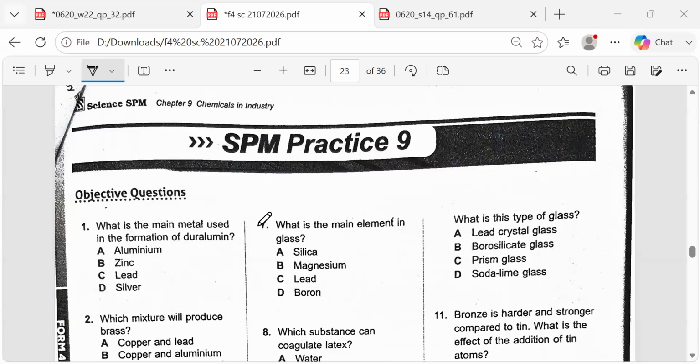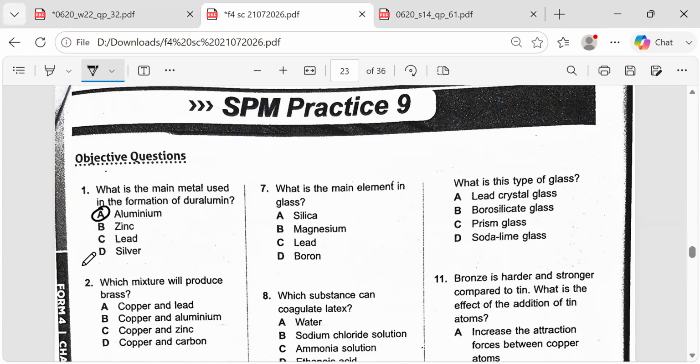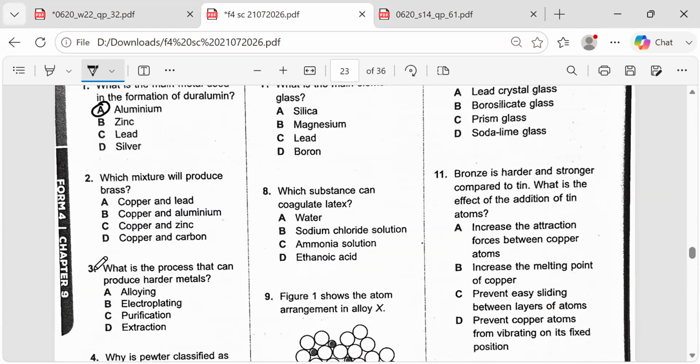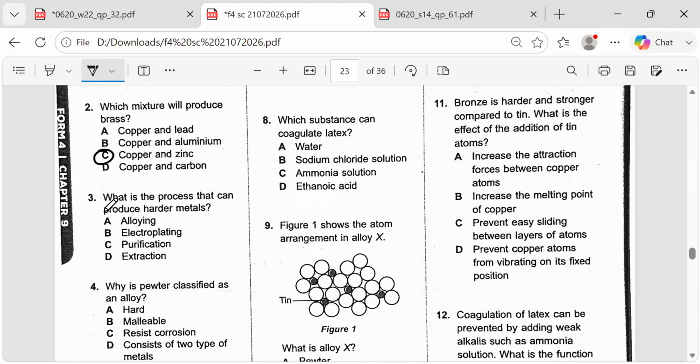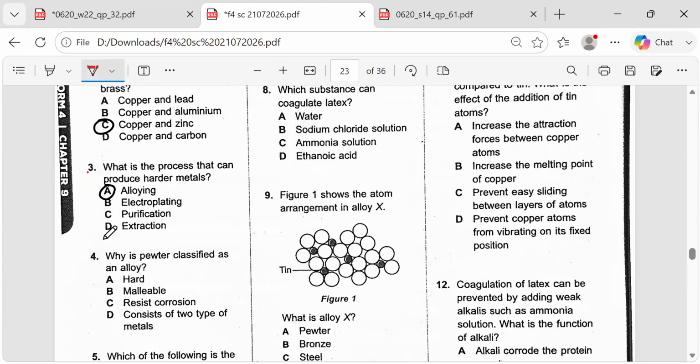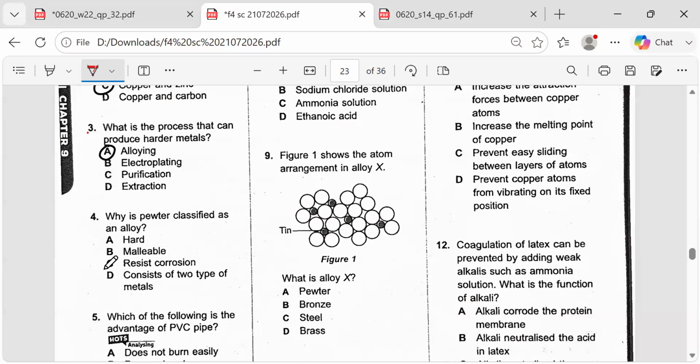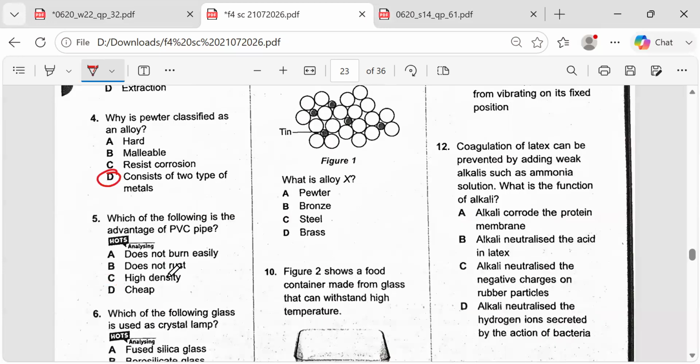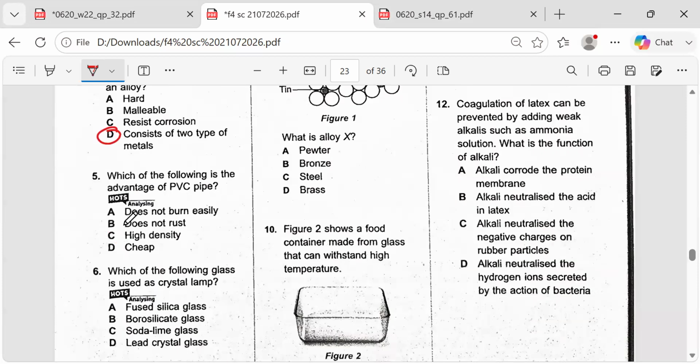Okay, let's look at this one. Main metal used in the formation of duralumin: aluminium. You cannot not know this. Which mixture will produce brass? Zinc and copper. Harder metals is alloying. Actually very easy questions, not very hard. Pewter is classified as an alloy because it is made of two types of metals. PVC is a synthetic polymer. It does not rust, so it is used to make water pipes.